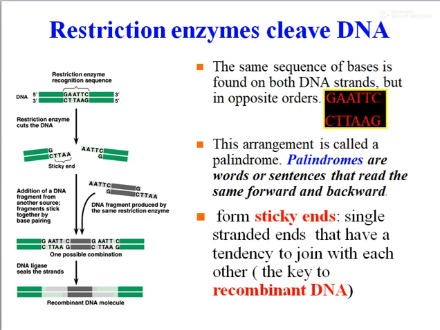What is a palindrome? Palindromes are words or sequences that read the same forward as well as backward. And they form sticky ends. What are sticky ends? As we mentioned earlier, they are single-stranded ends that have a tendency to join with each other. So the restriction endonuclease is used to cut the DNA, and once it is cut, you can incorporate the foreign DNA into it, and the sealing of the DNA further happens with an enzyme called ligase. These are all things which I guess we have mentioned, but I'll just go through it.